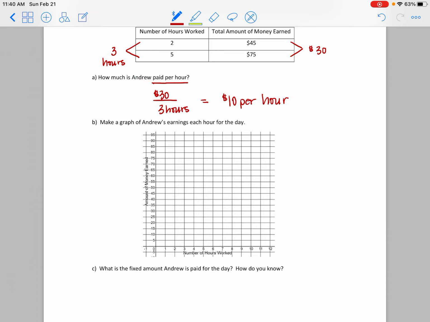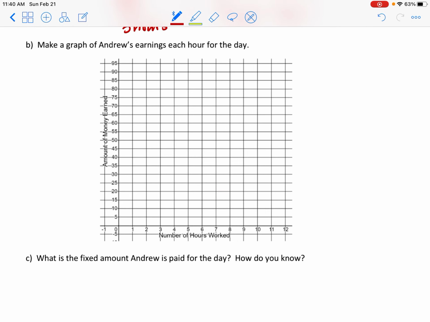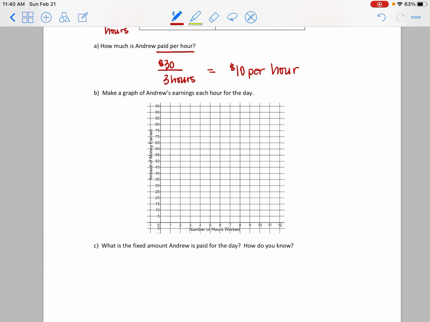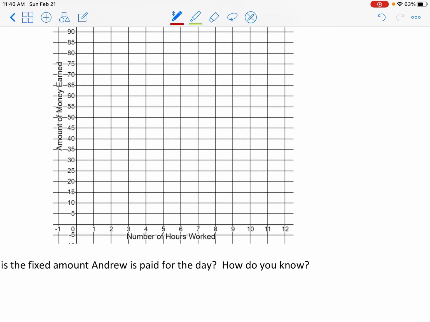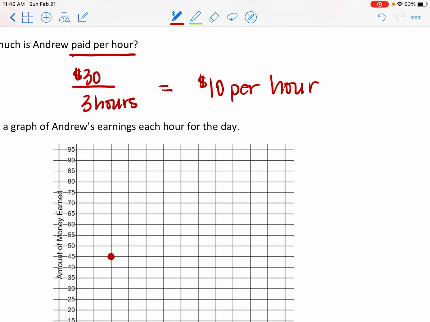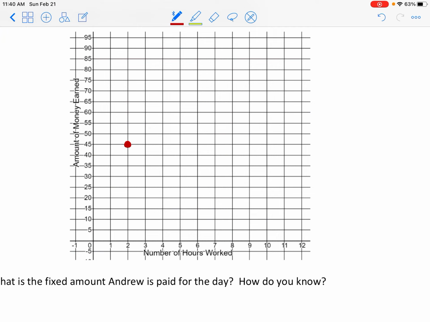So it says make a graph for Andrew's earnings each hour for the day. So it says for 2 hours, he was paid $45. So I'm going to go up here to 2 and 45, and I'm going to make that point. And then it says for 5 hours, he was paid $75.